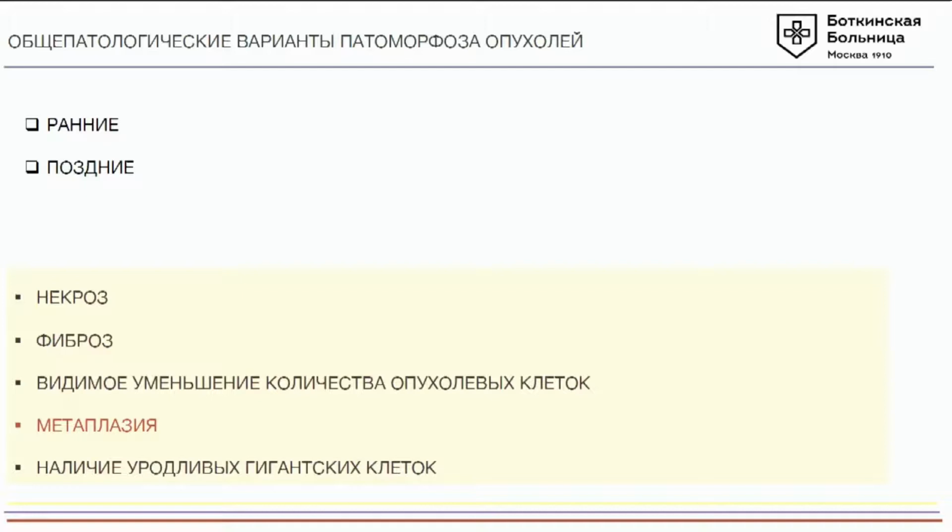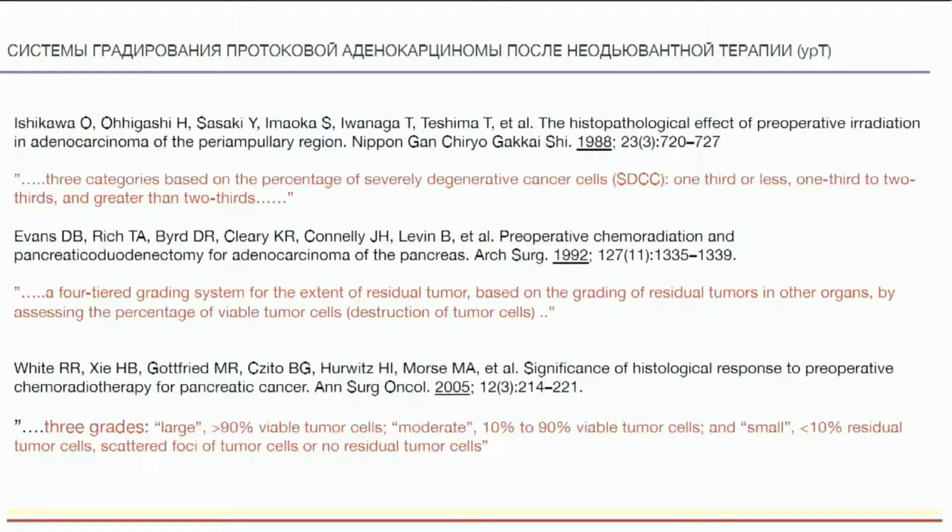What are the common pathological changes we see in our practice at earlier and later stages of different tumors? Not only pancreatic cancers, by the way. First and foremost, they can be split into early and late. It could be necrosis, fibrosis, a visual reduction of the tumor cell number, metaplasia, and the presence of giant ugly cells, and I will speak about that later on.